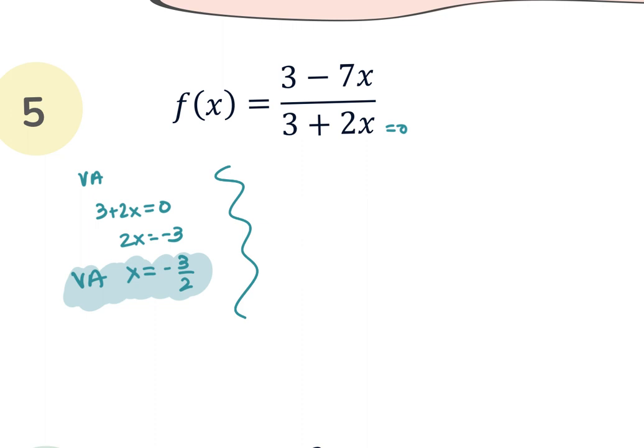Horizontal asymptote, what's the highest exponent in the numerator? 1. Highest exponent in the denominator? 1. So they're the same, which means we use the leading coefficient. The leading coefficient of my numerator is -7. The leading coefficient of the denominator is +2. So it doesn't matter that the order is switched. You're always grabbing the one that's attached to the variable.